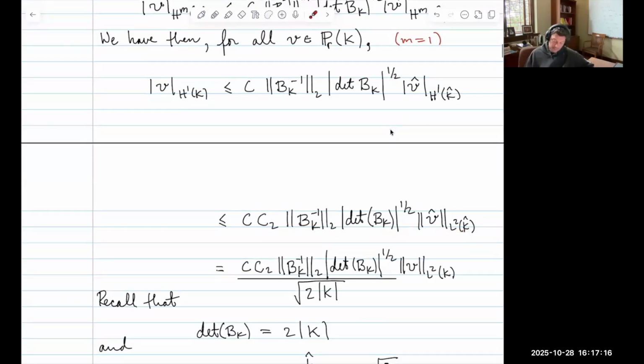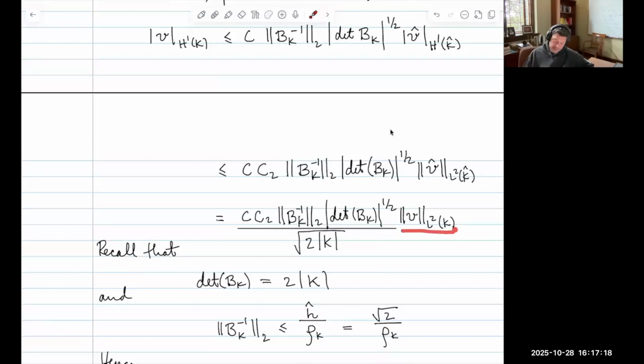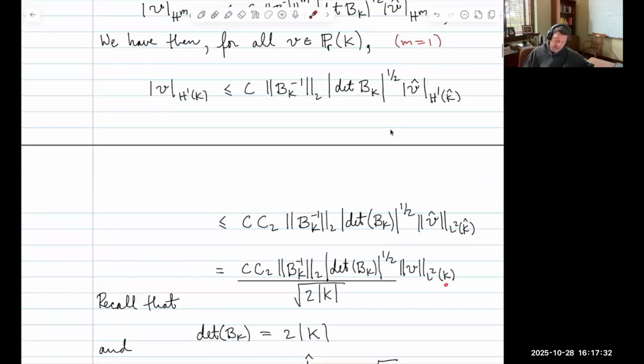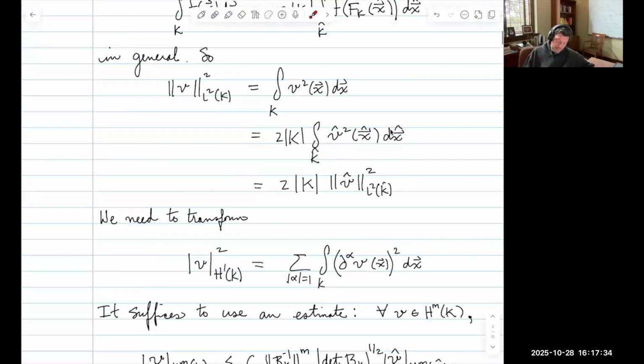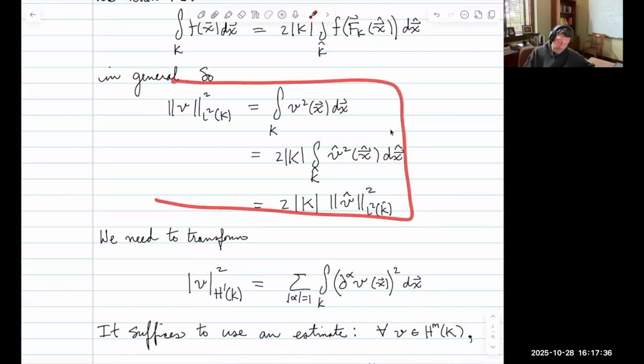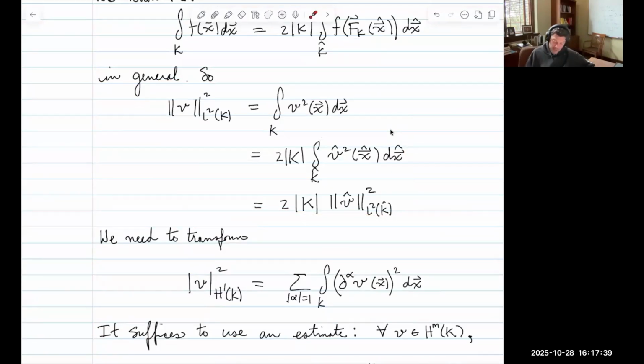We just bring it down. But now we know how to transform this integral from an L2 norm on the reference triangle to that of its predecessor on the triangle K, and that's given to us through this transformation here. Okay, that's a simple one actually.